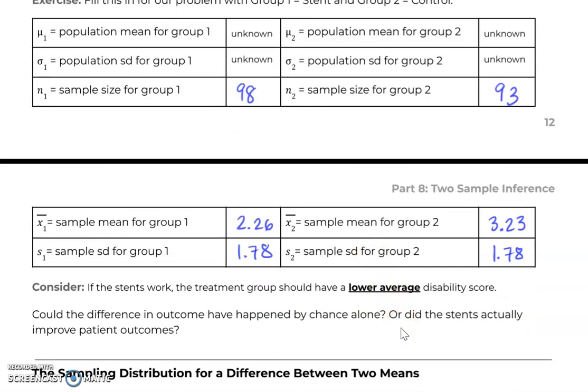So, could the difference have been by chance alone? Or did the stents actually improve patients' outcome? That's really the question we're looking at when we're looking at a hypothesis test, looking at the difference over here, right? We understand that differences within samples happen, so we have normal sampling variability, but is the difference in our results due to that sampling variability, or is it due to a difference in the population?